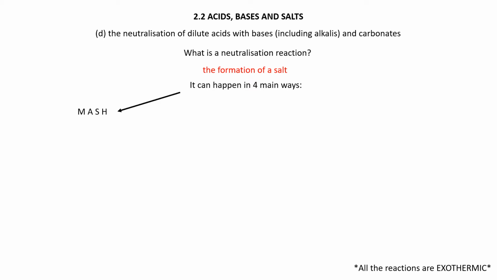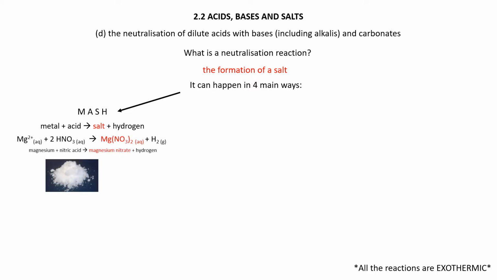Firstly is MASH. This is where a reactive metal, you'll usually find them in group 1 of the periodic table, will always give hydrogen gas when reacted with an acid. These can be dilute sulfuric, hydrochloric, or nitric acid. When the acids have reacted to become their salt, you must remember that hydrochloric becomes a chloride, nitric becomes a nitrate, and sulfuric becomes a sulfate. You'll see the difference in these as we work through each one and their examples. For example, magnesium and nitric acid can form a salt called magnesium nitrate and hydrogen gas.